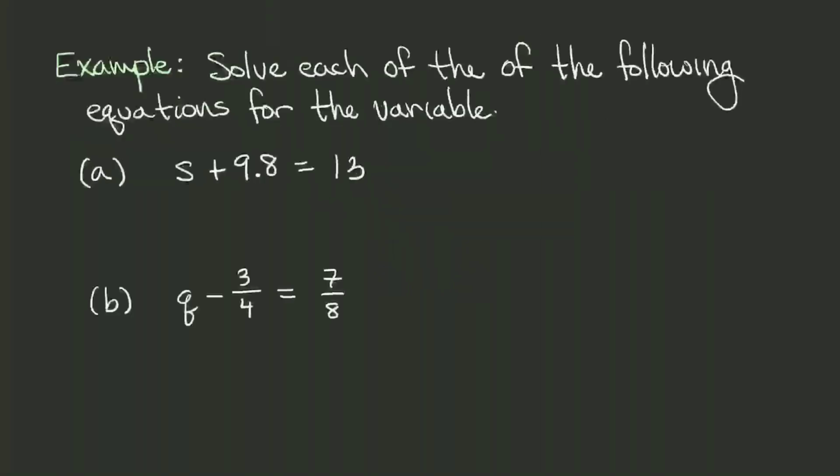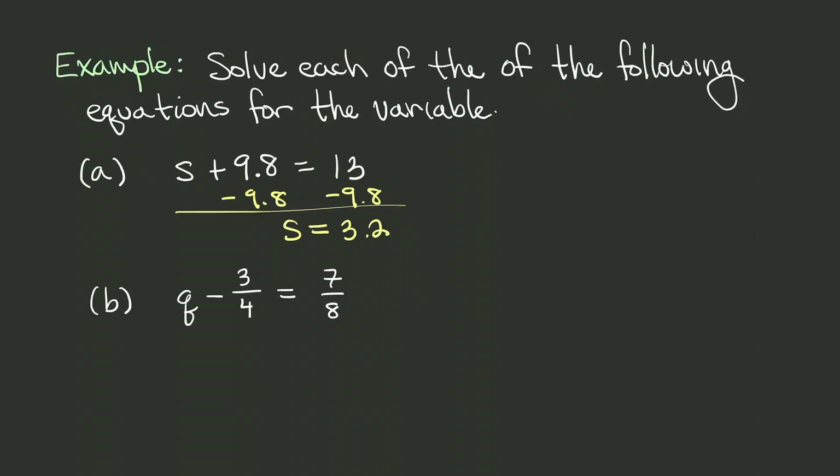In this example, we're supposed to solve each of the following equations for the variable. In both cases, we'll be able to use the additive property of equality to find the solution. We want to think about what's keeping the variable from being by itself on one side. In part A, we have that 9.8 is added to the variable. So to get s by itself, we're going to subtract 9.8 from both sides. On the left-hand side, that's going to leave us with s, and on the right-hand side, that will leave us with 3.2. So we know the solution is s equals 3.2.